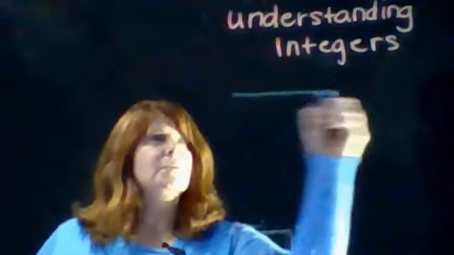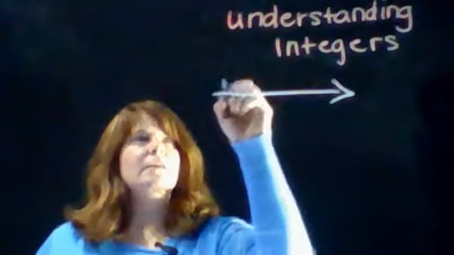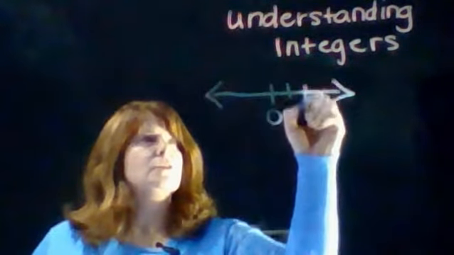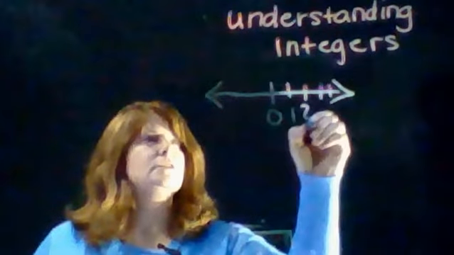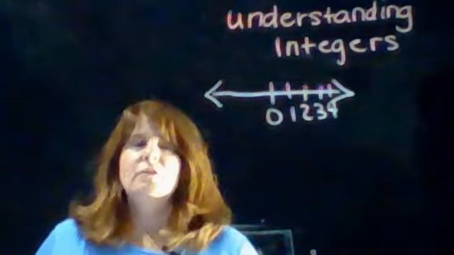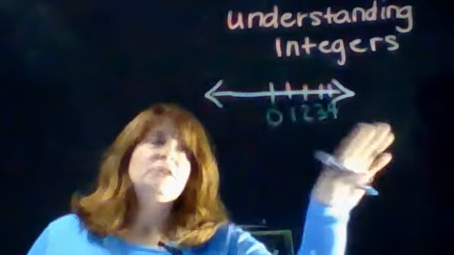So I'm going to make a number line, and on the number line, I'm going to put 0 in the middle. Then I'm going to count 1, 2, 3, 4. 1, 2, 3, 4. So that is to the right of 0. That's the number line that you're used to seeing.